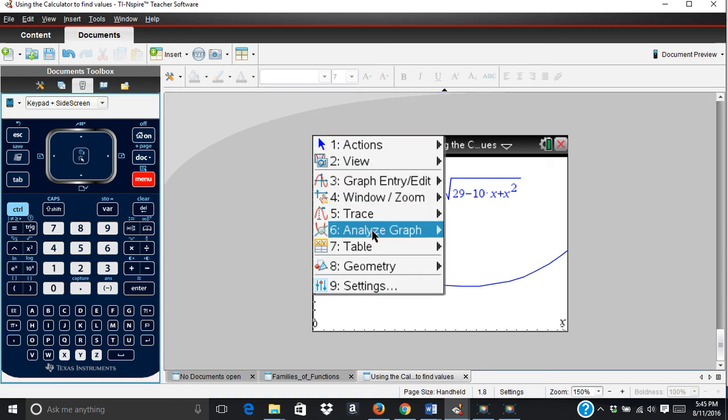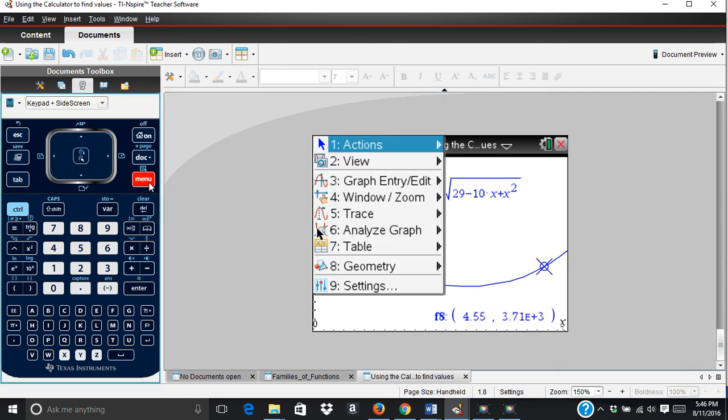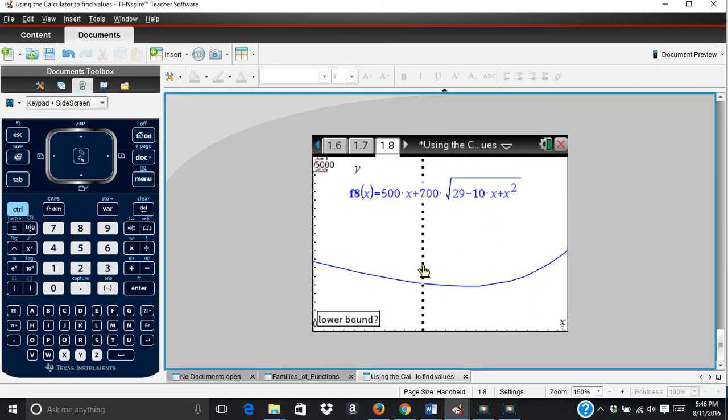So now let's go to trace, and we can just trace along and see what happens to the cost. As you get closer to the box and more off-road, the cost gets higher. You get to a certain point where you get to a minimum, and then it goes up again. So let's find our minimum. And it's when x is about 2.96 miles from the box. And that's how you solve that problem.